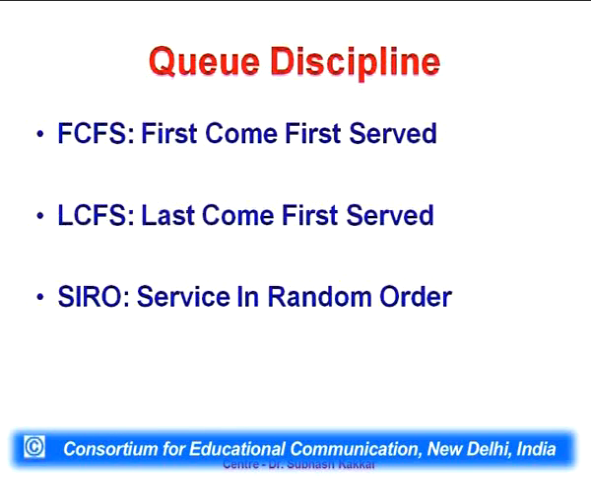Queue discipline. Then there is a discipline of the queue also. FCFS, first come, first serve. Very simple to understand. LCFS, last come, first serve. And SIRO, service in random order. There is no order, random order, pick up the customers and service them. The first one is first come, first serve, second is last come, first serve, and the third is service in random order. These three disciplines are available in the queues.